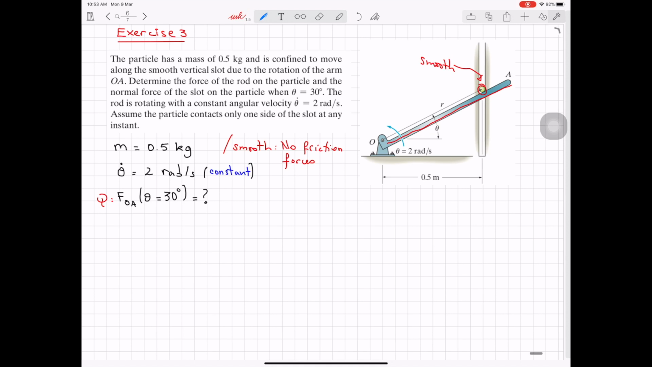Now they said the arm OA rotates so that it can push the 0.5 kilogram mass upward in the vertical direction with a constant angular speed of 2 radians per second. Now the question is, find the force of the arm OA that is exerted on the mass at theta equal to 30 degrees. So let's try to solve this problem together.